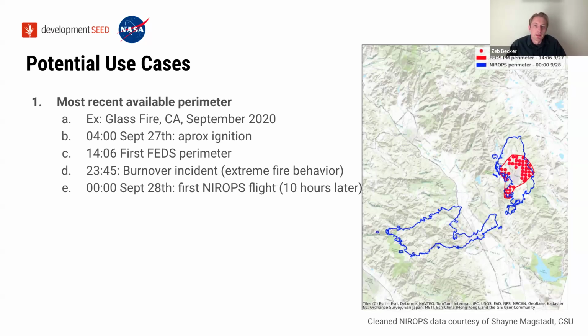So the fire really started taking off, and it did not die down during that day-night transition. It had really active fire behavior to the extent that around 11:45 p.m. there was a burnover incident, which indicates just how quickly this fire was moving. And then right about midnight, we had our first NIROPS flight. So midnight on the 28th, we had our first NIROPS flight. That was about 10 hours after the first FEDS perimeter. And you can see just how much this fire has picked up and gotten moving since then.